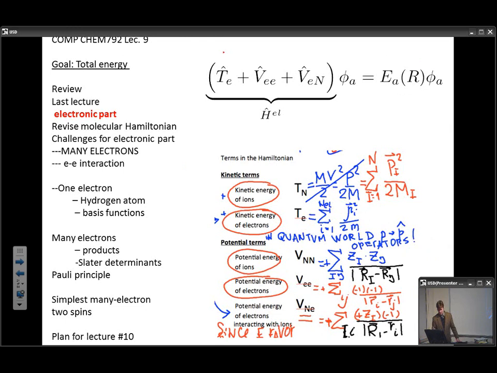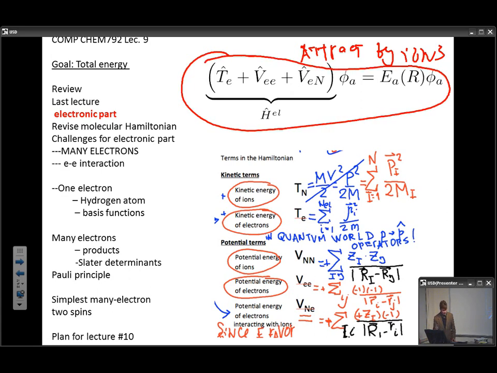Kinetic energy of electrons, attraction by ions, and repulsion between electrons, right? So two electrons do not want to stay close to each other. And we are going to solve this equation. So it is our goal, our task. Well, none of us is going to solve it. The computer is going to solve it for us, but we are going to set up the right directions, the right task for the software that will be solving this equation for us.